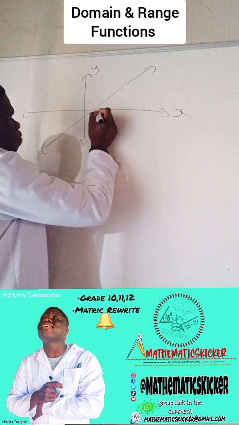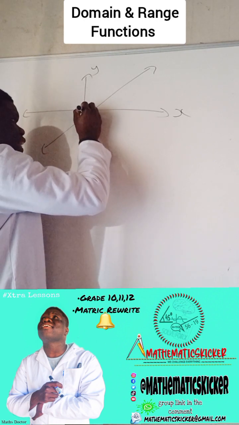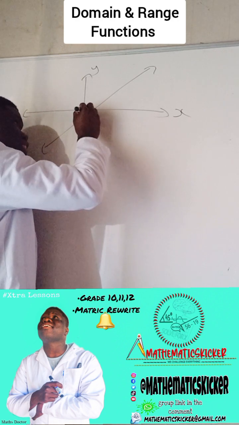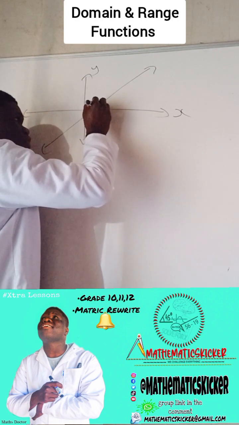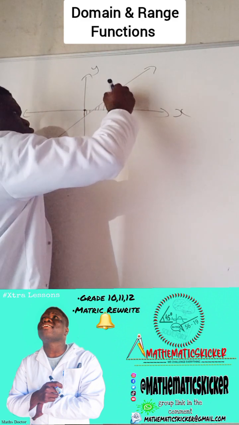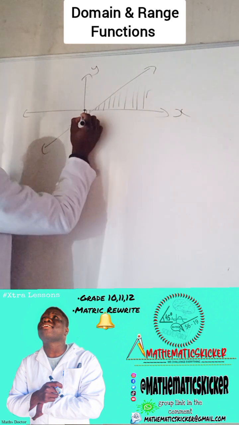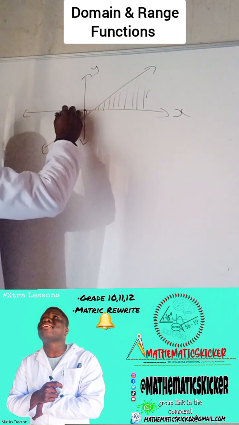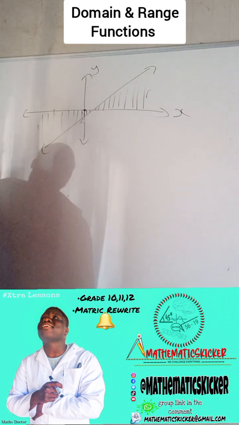Here in this function, we have the x value here and the y value is 0, which means 0 is there on the function. We have the x values up to positive infinity, and on this side we have the x values up to negative infinity.